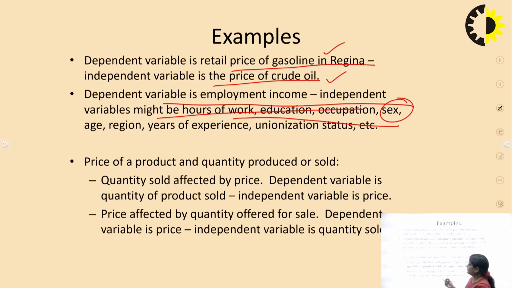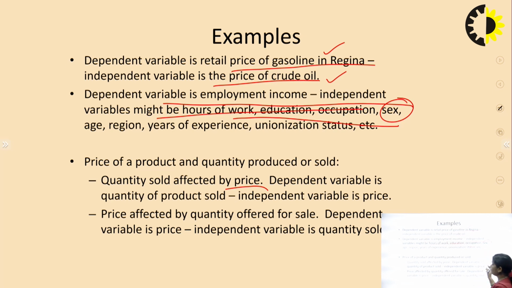Now the last one is the price of a product and the quantity produced or sold. The quantity sold is affected by the price. For example, if the price of something is low, people usually buy that thing that has a low price. So the quantity sold for that particular thing is basically affected by the price value.